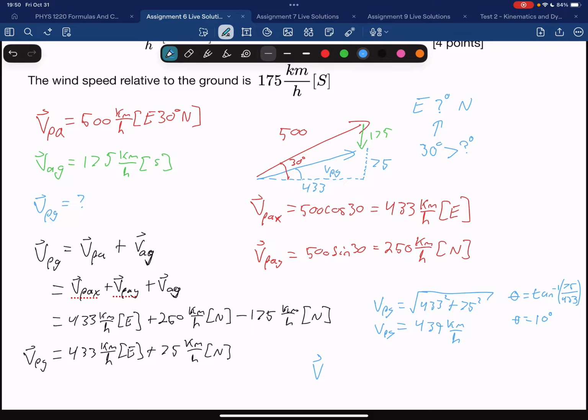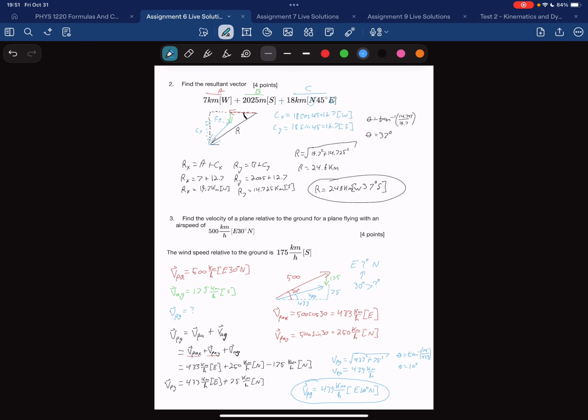And my final answer for the velocity of the plane relative to the ground is equal to 439 kilometers per hour east, 10 degrees north. And this 10 degrees is less than the 30 that we expected it to be. So sanity check is complete. So that's questions 2 and 3.